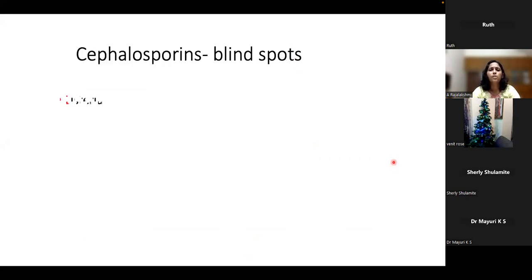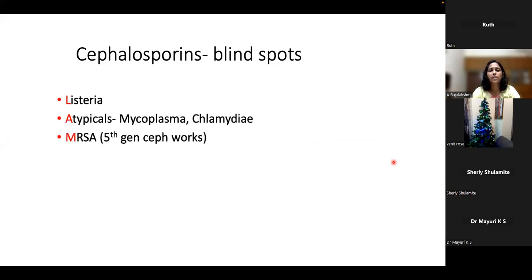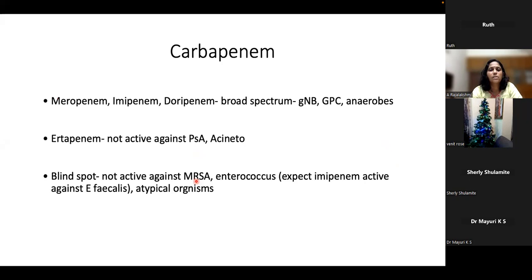So the blind spots of cephalosporin you have to remember: it doesn't cover Listeria, atypical pathogens like Mycoplasma, Chlamydia, Legionella, and MRSA. Only fifth generation cephalosporin works against MRSA. And enterococci, it doesn't have any cover. So LAME is a mnemonic. Cephalosporin has blind spots, and these are the pathogens, and many other pathogens if there is resistance. But by default, it doesn't act against any of these pathogens.